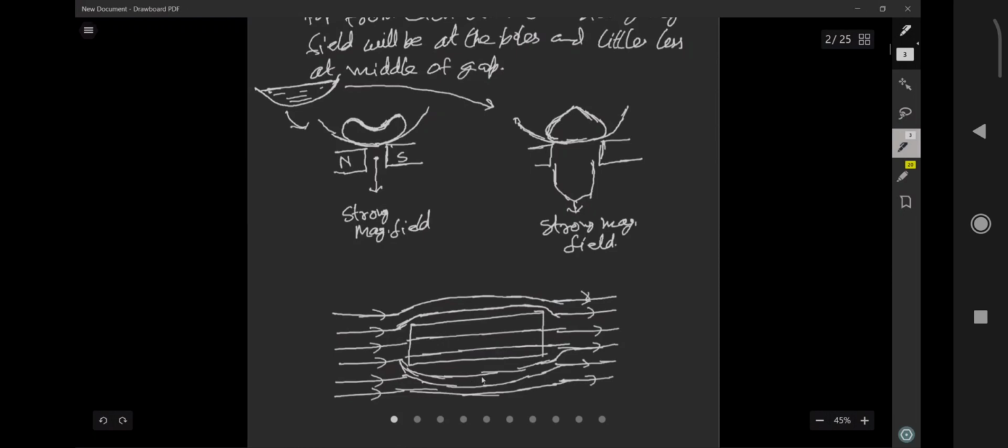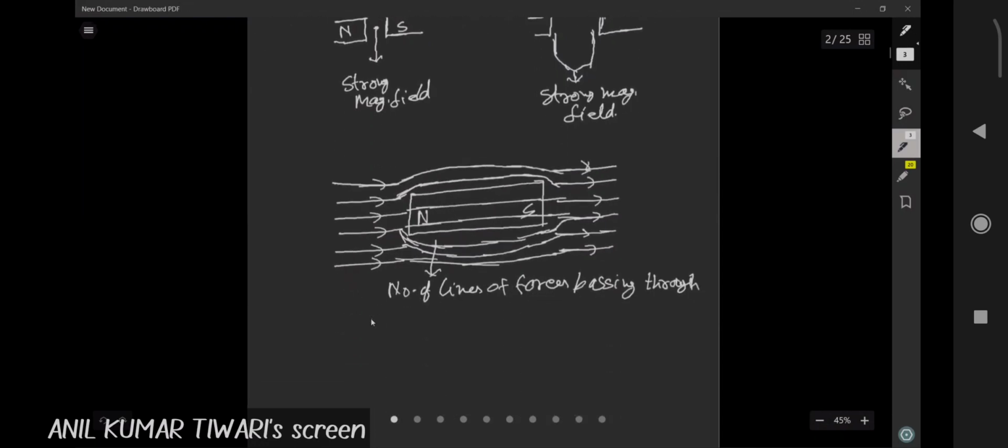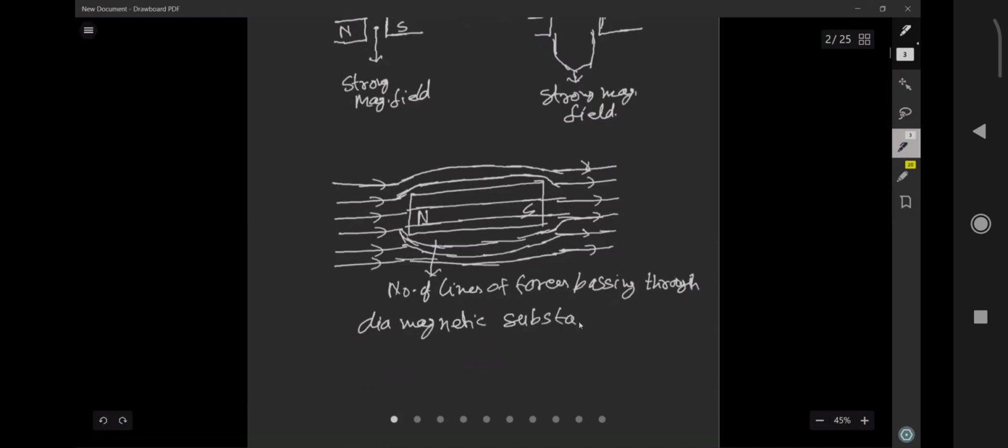Finally, what we have seen is that the number of lines inside becomes less and there is a repulsion between the two, because this is fixed and cannot go anywhere, so it is diverting the magnetic line of force. And this diversion of the magnetic line of force clearly indicates that yes, there is going to be a repulsion. So the number of line of forces passing through a diamagnetic substance will become less.